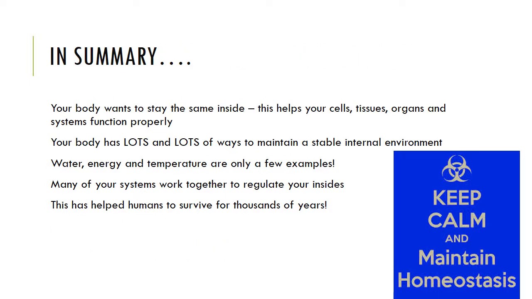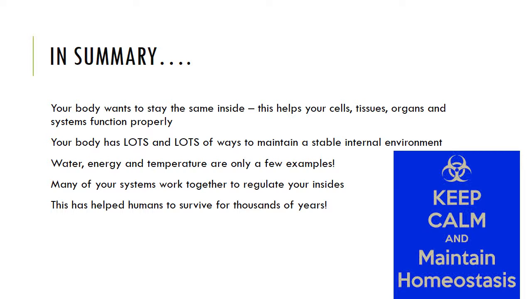So in summary, those are just 3 examples of how your body maintains homeostasis, which means keeping its internal environment the same. Your body really wants to stay the same inside. This helps your cells function, it helps your tissues, helps your organs, helps your systems overall function properly. Your body has lots and lots of ways to maintain a stable internal environment. We just covered the 3 easiest to understand, but there's lots and lots of things that go on all the time in your body to keep it the same.